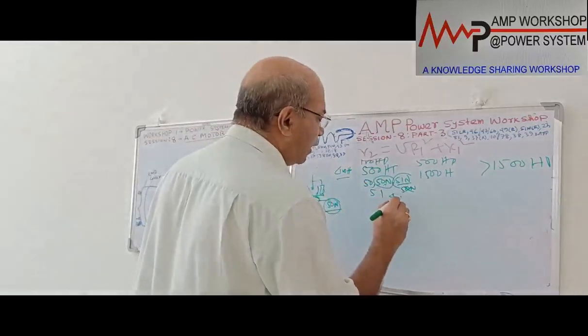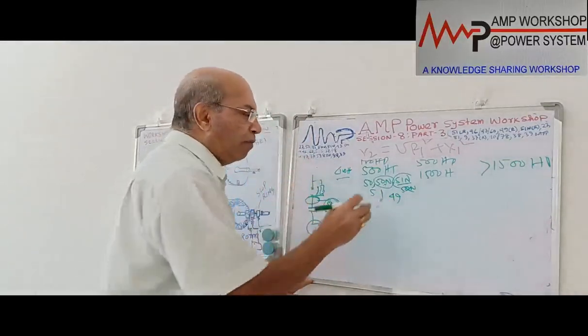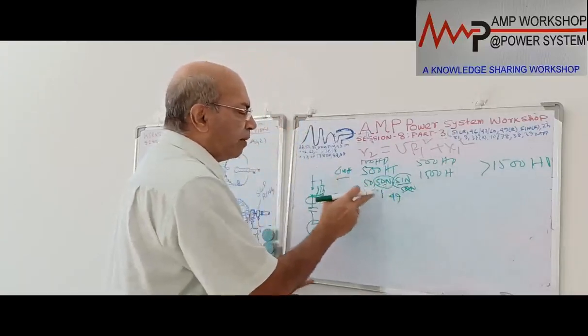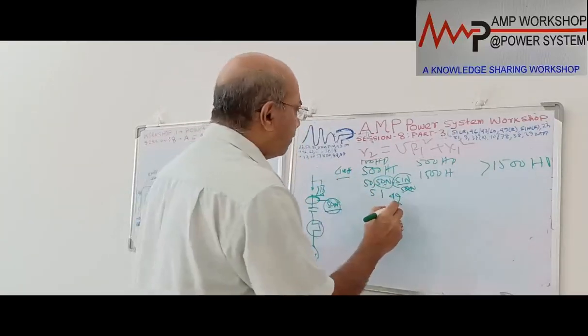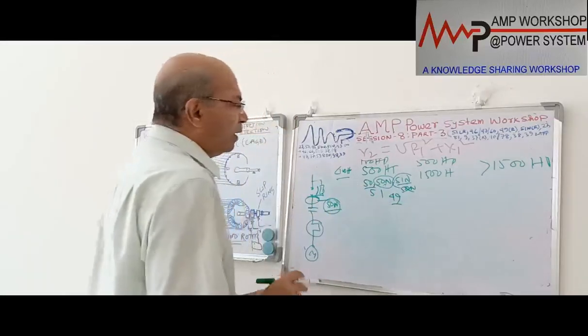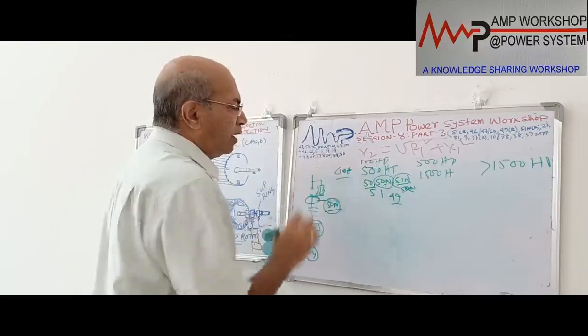Then we provide thermal overload protection. We have already said 49 we provide, either by the overload relay, or if it is covered by 51, we check with the thermal characteristics whether it is covered by 51 or not. If not, then a separate 49 protection is to be provided. And 50 is already there. This is the protection normally we provide for this 100 to 500 HP motor.